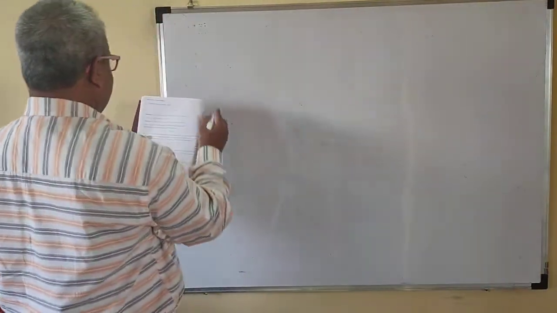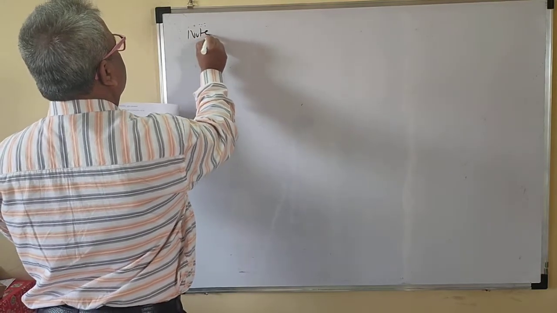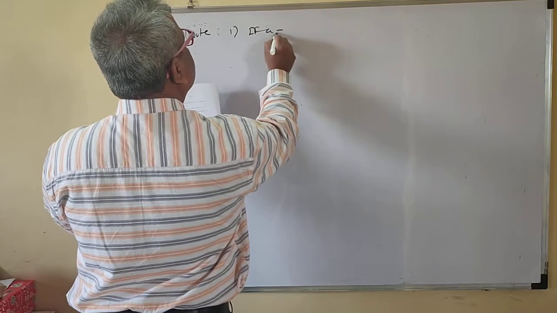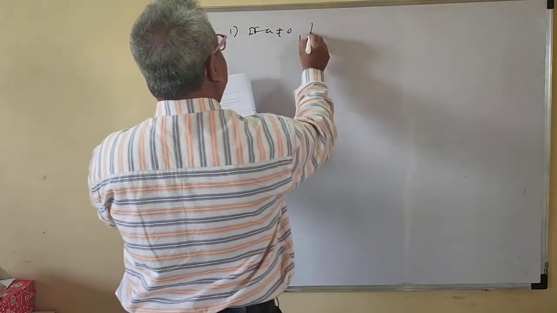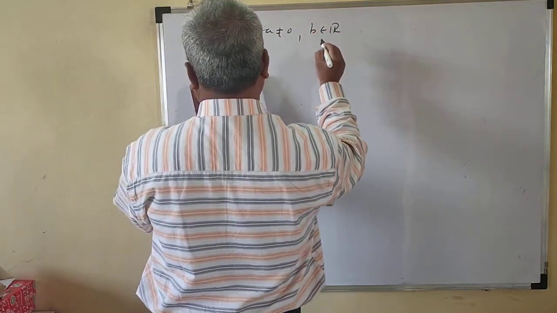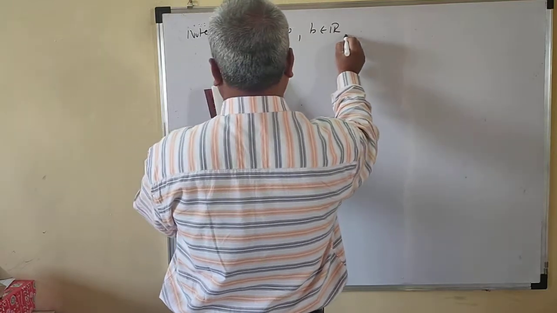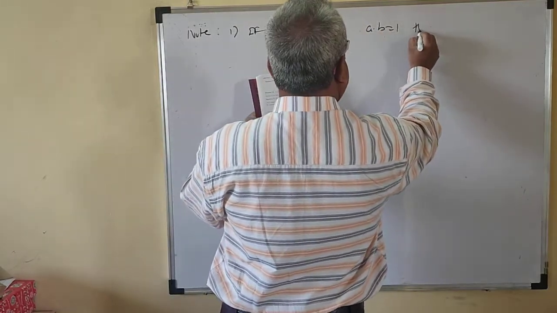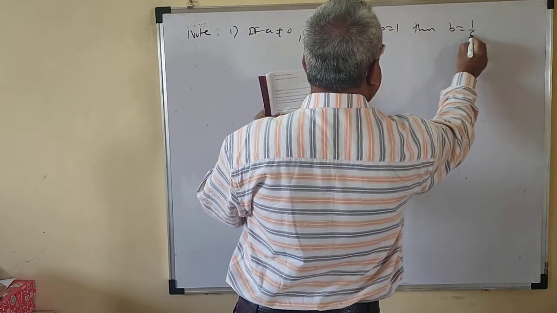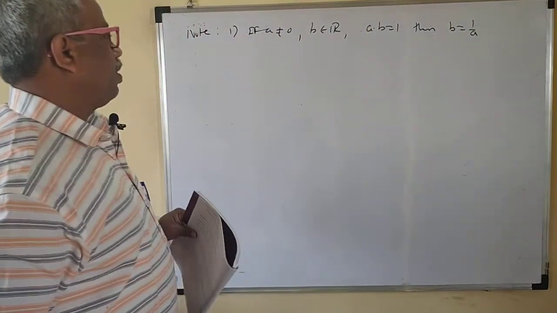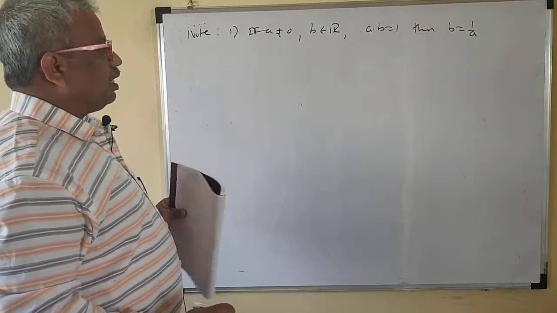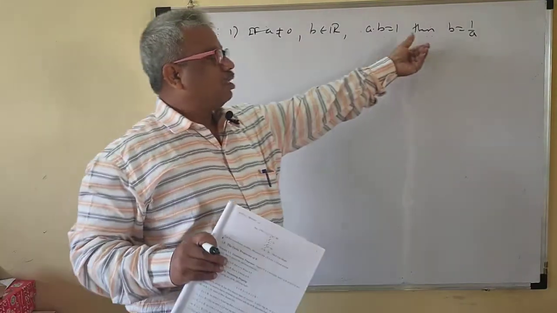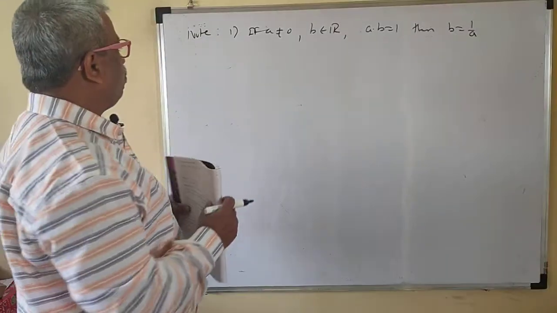Now we'll do this one. Note. We will write the note now. Note 1. If A not equal to 0, B belongs to R, both A and B are real numbers, and A into B is equal to 1, then B is equal to 1 upon A. So A is a real number. B is also a real number. So easily we can prove this one.